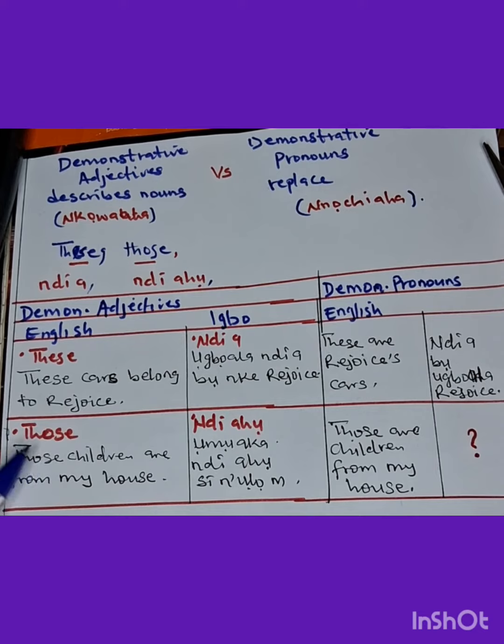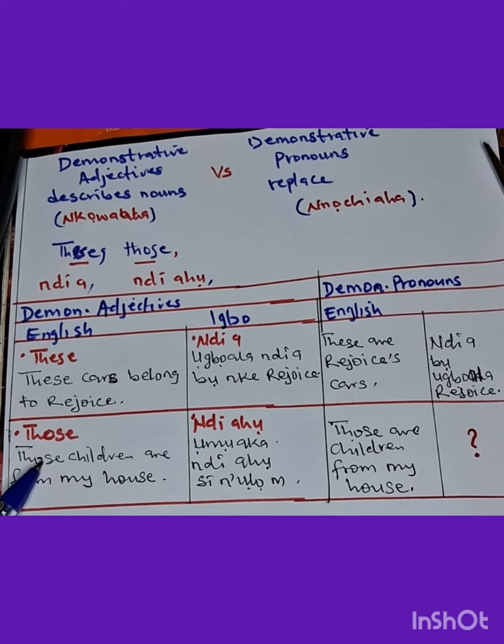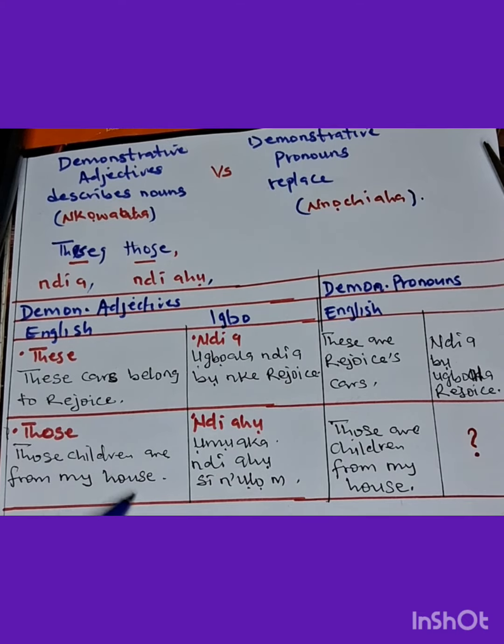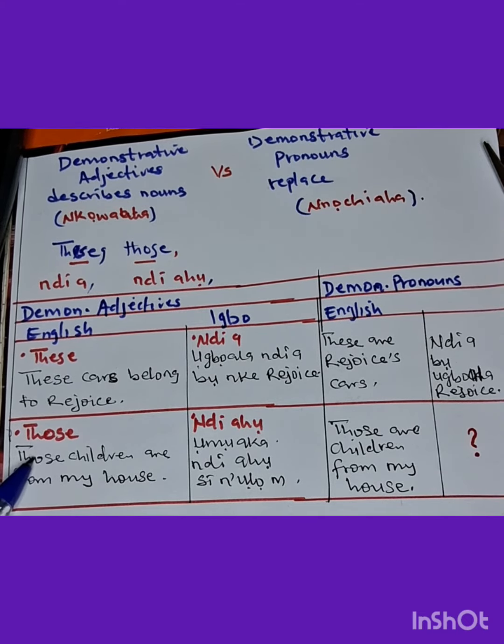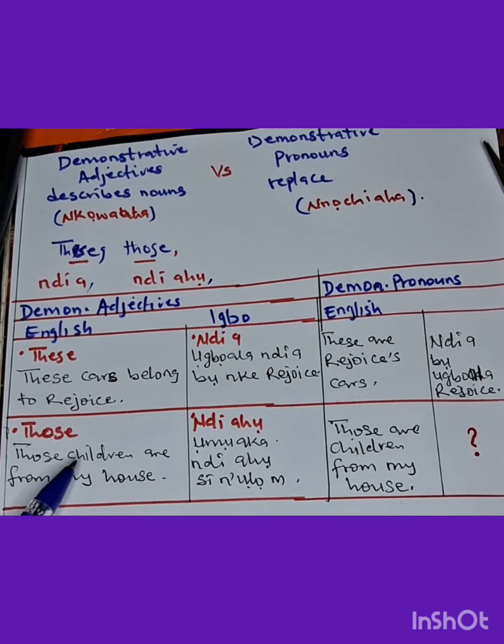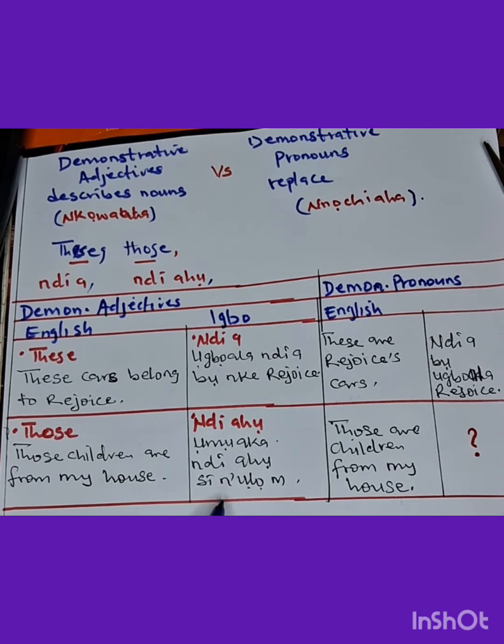Second example, those. Remember, those are things in plural but far away. Those children are from my house. Look at adjective, those. Look at children. Now they are together. Ụmụaka ndị ahụ si n'ụlọ m.